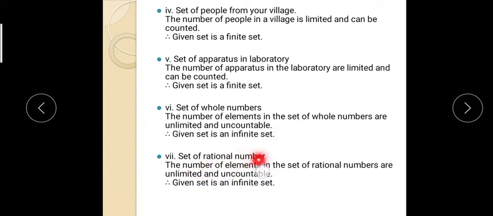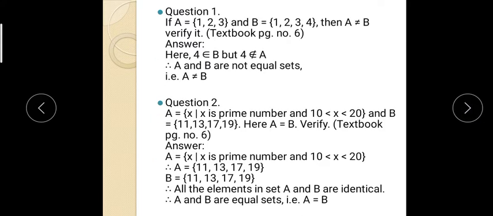A set of rational numbers. That is also infinite, because the number of elements in the set is unlimited and uncountable. Rational numbers are unlimited. You can't count them. And therefore the set is an infinite set.